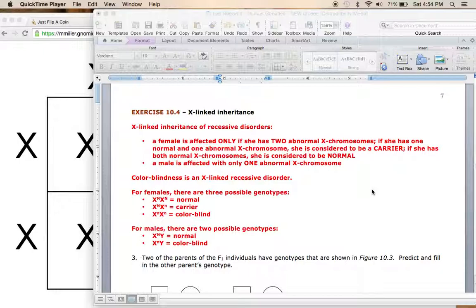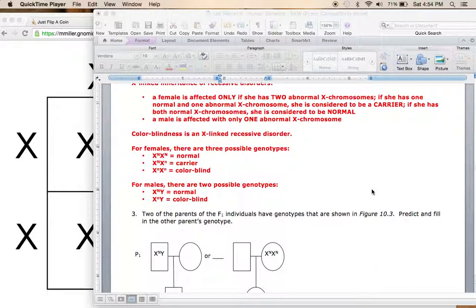Color blindness is the example of an X-linked recessive disorder that we're going to look at right now. For females, there are three possible genotypes for color blindness, and in this example we're using the superscript N to indicate whether these are normal or abnormal X chromosomes. An uppercase N is considered a normal X chromosome. So a female could have two normal X chromosomes, and she would be considered phenotypically normal. She could have one normal X chromosome and one abnormal X chromosome, demonstrated here by the lowercase superscript n. She will be considered a carrier. If she has two abnormal X chromosomes, then she herself would be colorblind.